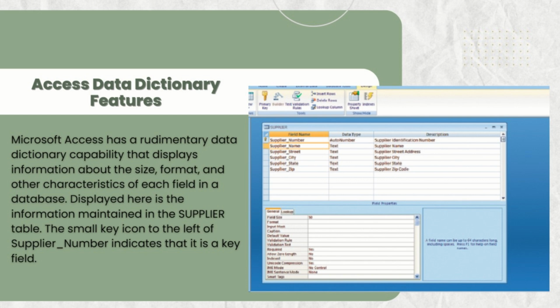Displayed here is the information maintained in the supplier table. The small key icon to the left of the supplier number indicates that it is a key field.